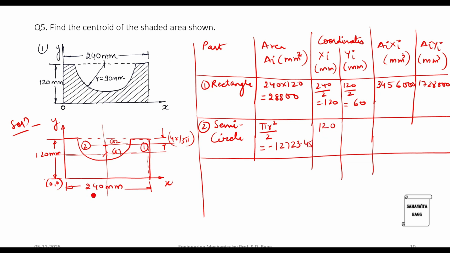And the next value is for the y. So this gap is 4r by 3 pi. And total height is 120. So it is 120 minus 4r by 3 pi. This value is 81.803. Then you just have to multiply. This is minus 1526814, and this is minus 1040816.38.